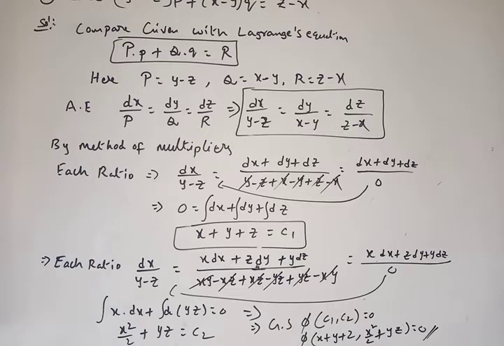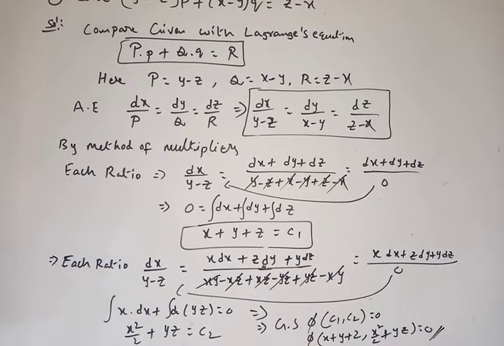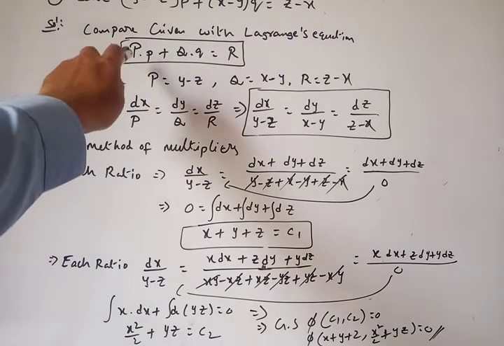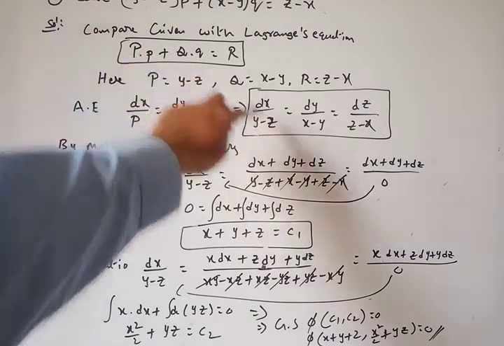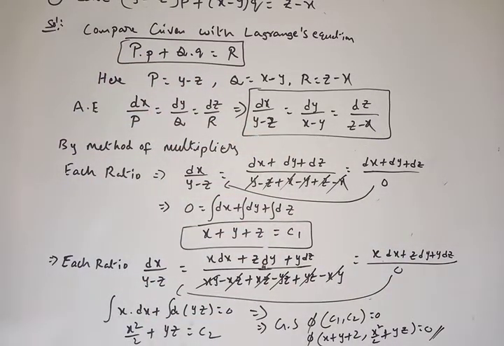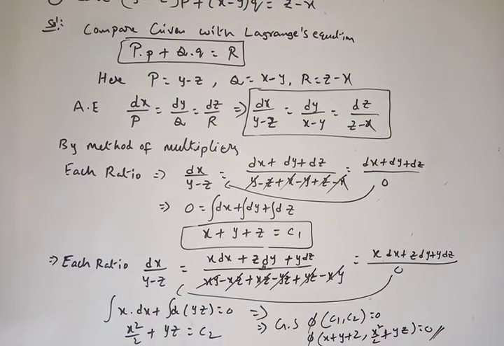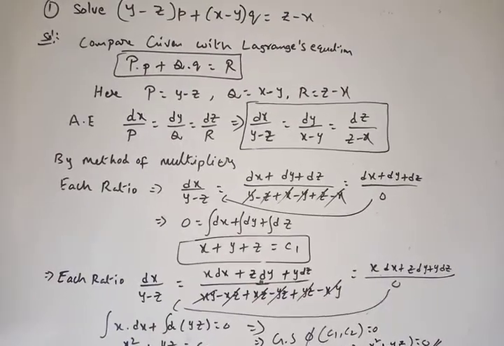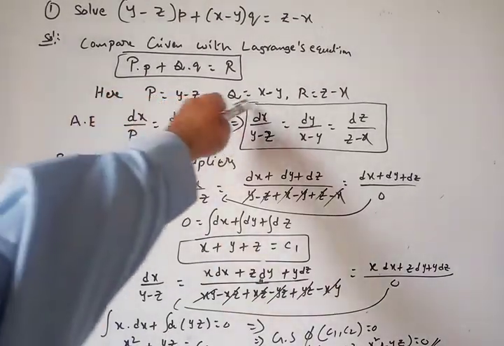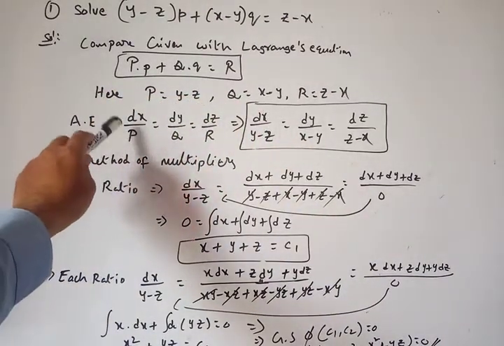So the method is very simple. First of all, you need to identify whether it is a Lagrange's equation or not. What is the form of the Lagrange's equation? Capital P into small p plus capital Q into small q is equal to capital R. If it is in the form of Lagrange's equation, then you need to identify capital P, capital Q, capital R and write the auxiliary equations.